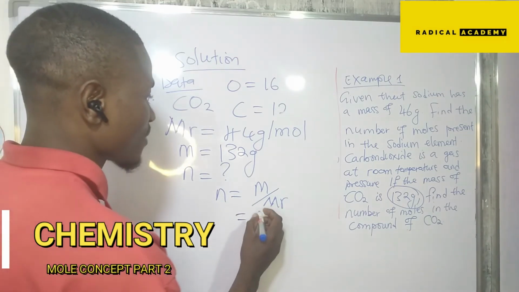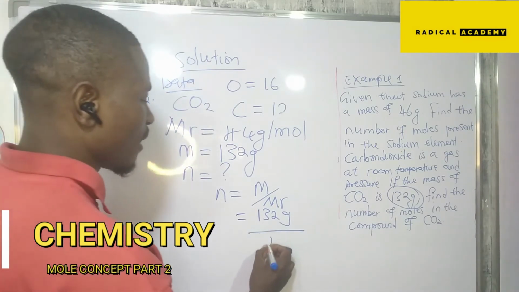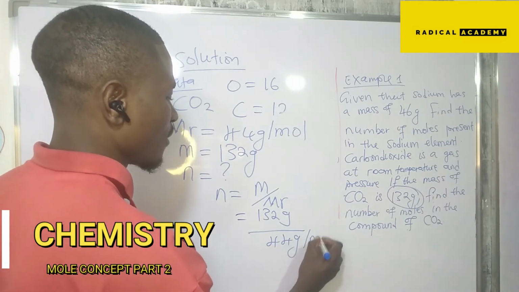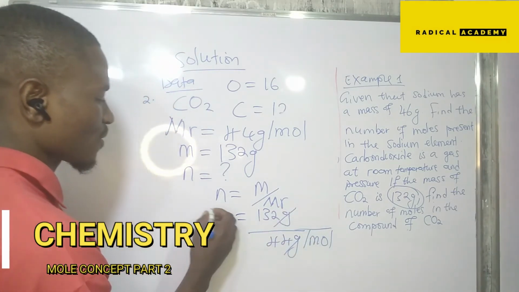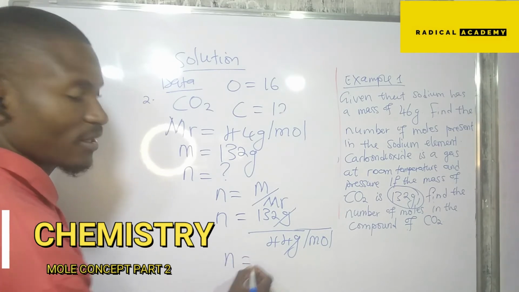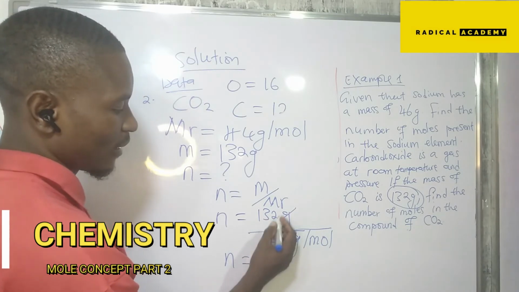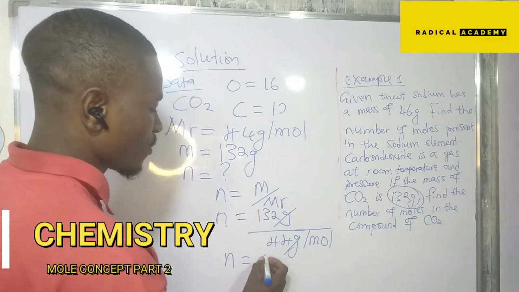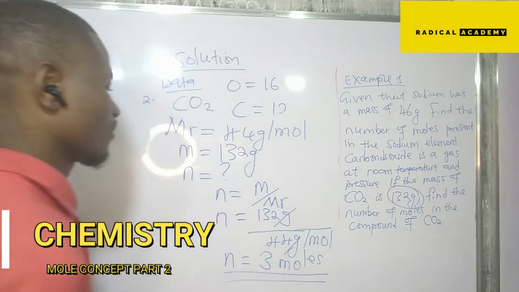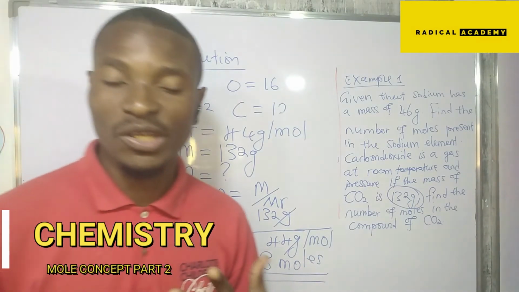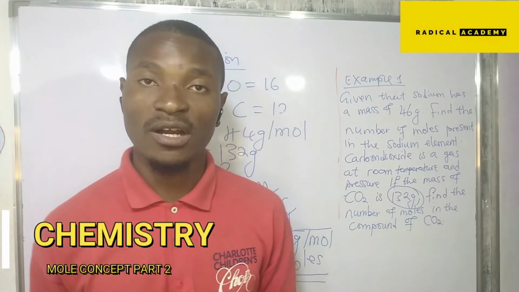Then from there we just say 132 grams divided by 44 grams per mole. So the grams cancel, and what you have left is the mole, and this into that is going to be, I think, 3 moles. Then that is how you can go about first of all understanding the basics of the mole concept.